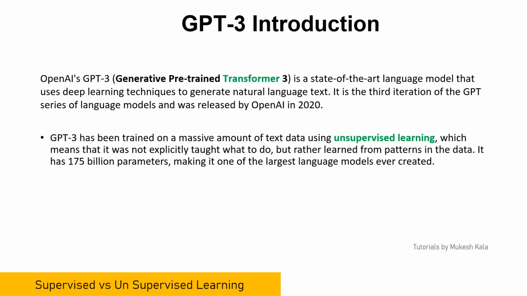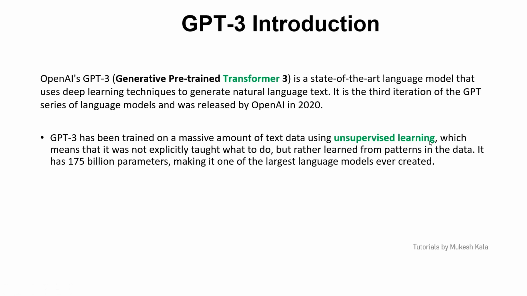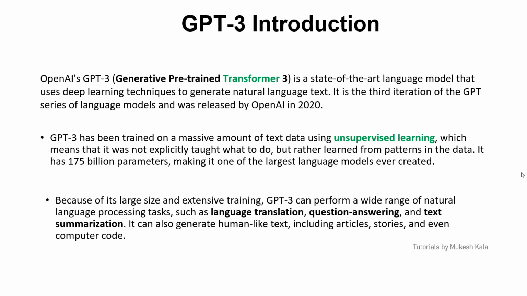On the other hand, unsupervised learning is a type of machine learning algorithm where the algorithm is trained on unlabeled data. So supervised is labeled data; unsupervised is unlabeled data. The goal of unsupervised learning is to identify patterns and relationships in the data without any predefined output variables. So GPT-3 has been trained using unsupervised learning. We are going to cover that in brief. As of now, just understand that it is a generative pre-trained model trained on a massive amount of data, and it has 175 billion parameters, making it one of the largest models ever created.